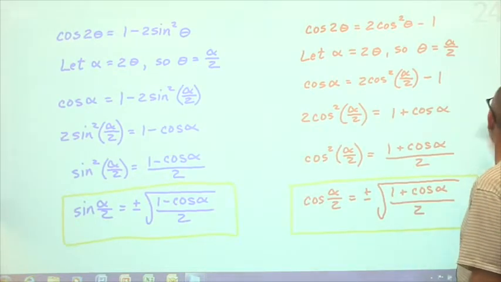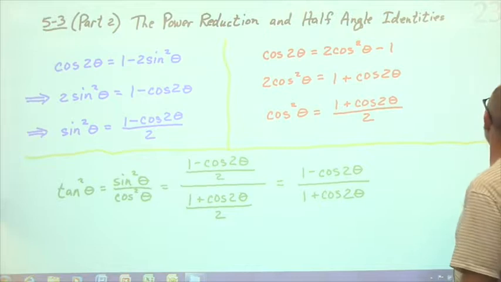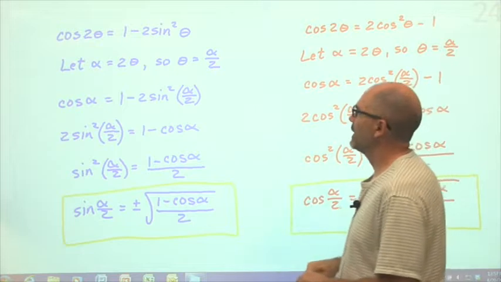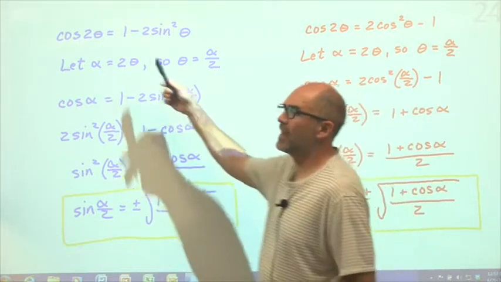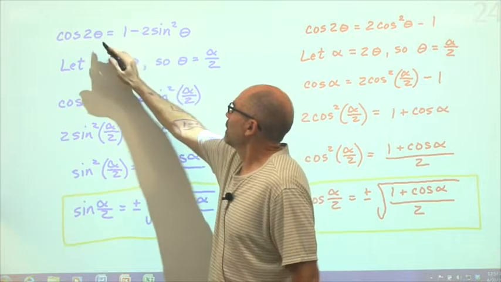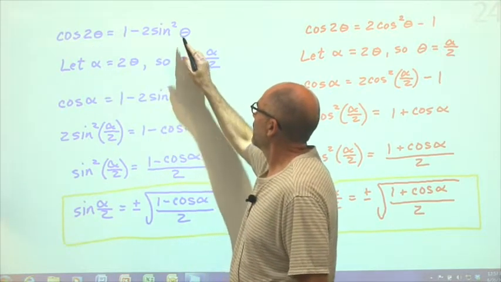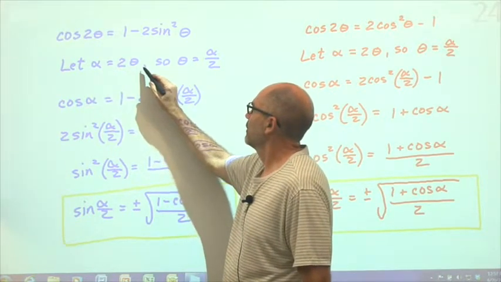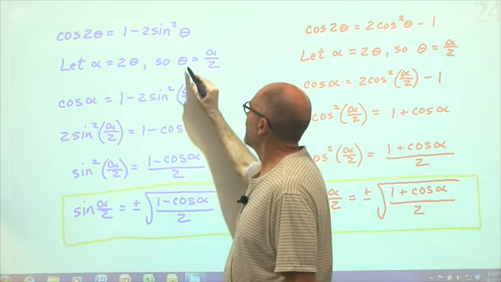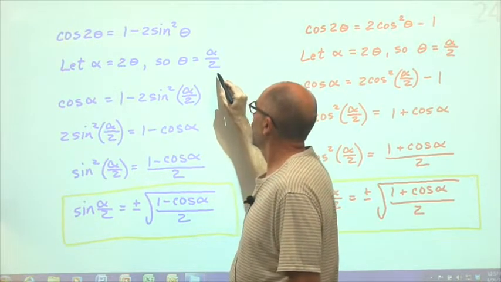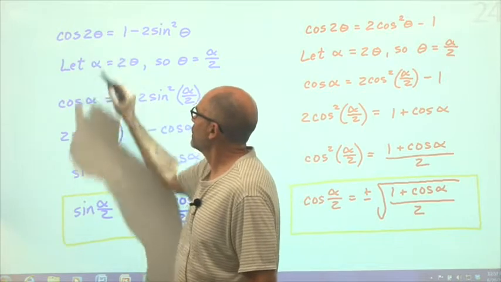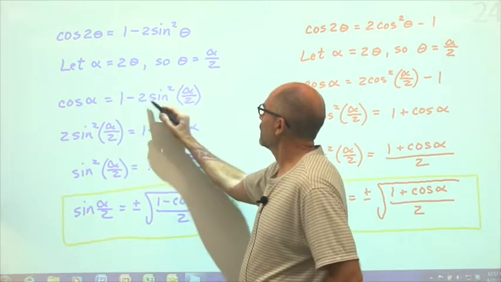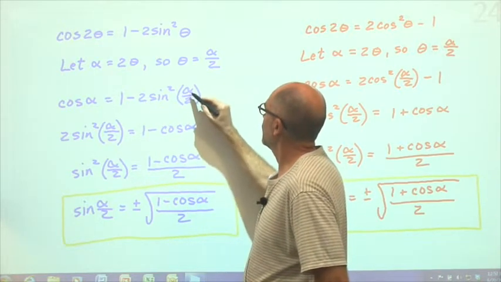Now we're going to do the half-angle identities. So we get our half-angle identities from cosine 2 theta again. Notice cosine 2 theta is 1 minus 2 sine squared theta. Now, if we let alpha equal 2 theta, then that means theta equals alpha over 2. So where I have cosine 2 theta, that's just going to become cosine alpha equals 1 minus 2 sine squared theta, which is alpha over 2.